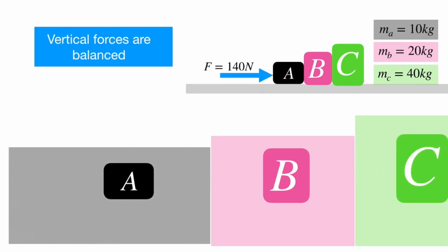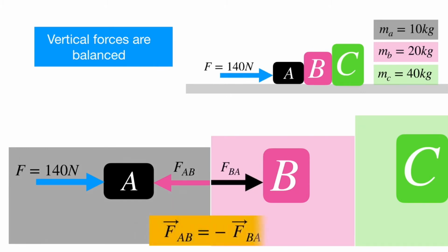On block A, there are two forces: the applied force of 140 Newton and a contact normal force by block B. As per Newton's third law of motion, block A applies an equal and opposite force on block B. This action-reaction force pair between blocks A and B is Newton's third law force pair. Similarly, there is an action-reaction force pair between blocks B and C.